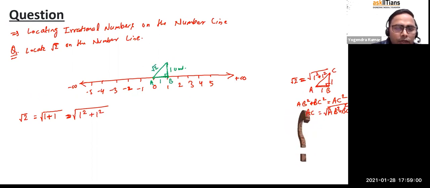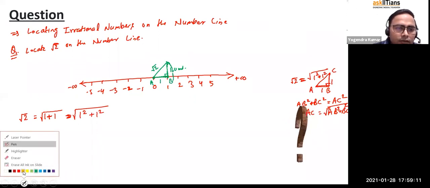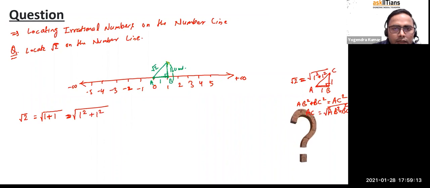Now what will you do? You will keep the compass here, take the measurement till here, and make an arc like this downward. We'll make an arc like this.